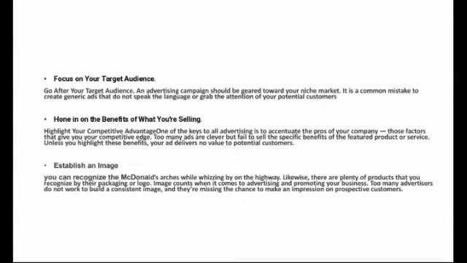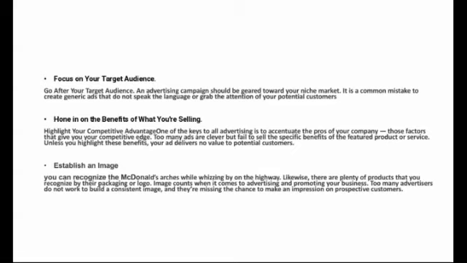One of the basic tips is to focus on your target audience. An advertising campaign should be meant for the target audience. It must grab the attention of potential customers. It should be geared towards the niche market. It is a common mistake to create generic ads that do not speak the language or grab the attention of the potential customers. So, every effort must be taken to attract the attention of the target audience. That is the first tip for making an advertising campaign more effective.